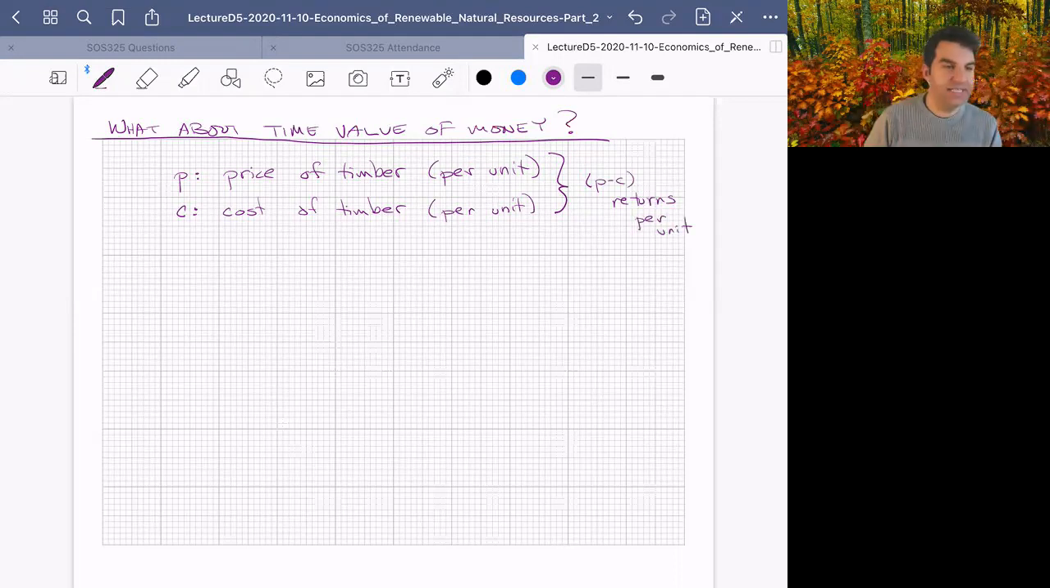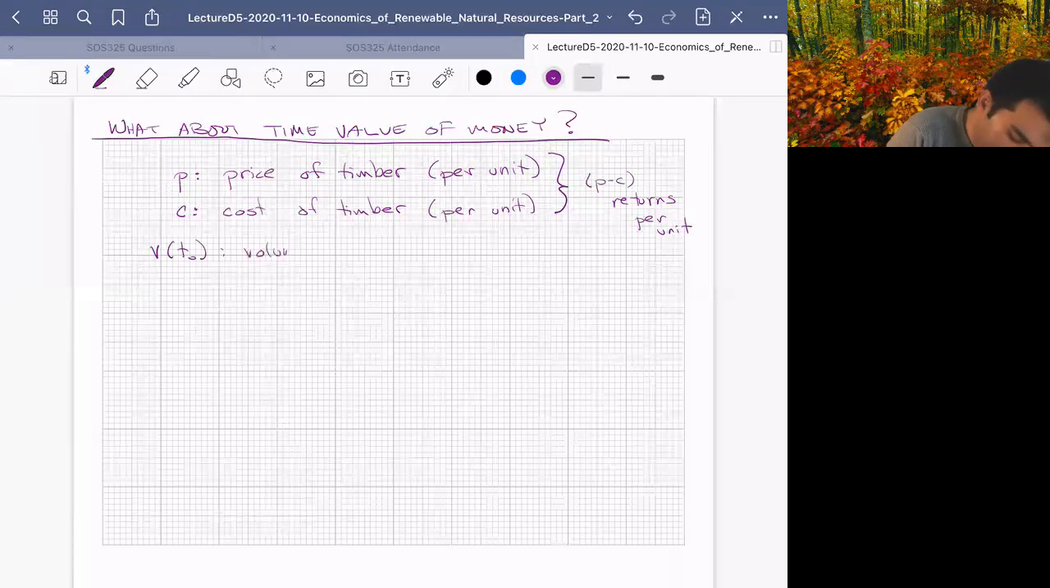And then I've got my volume function, and I am mainly concerned with whether I cut this year or wait till next year to cut. So I'm just going to focus on V(T0), which will be the stand volume this year. I guess I'll write stand volume. Volume, not UOUM.